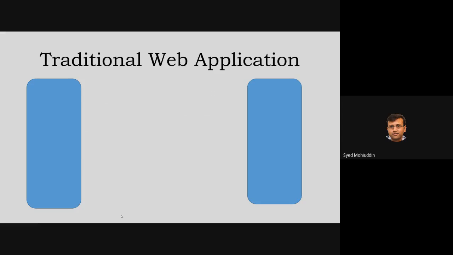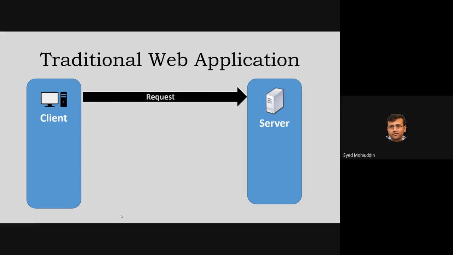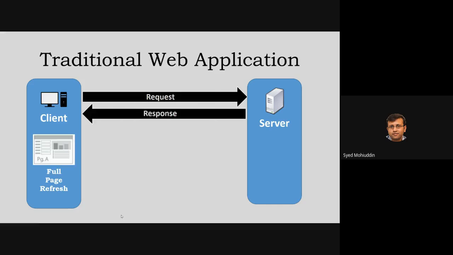Now let us try to see how a traditional web application works. On one side you have a client and on the other side you have a server. A client sends a request to the server. And remember, this is not the Ajax part. This is how a traditional web application works. When the client sends a request, the server responds back with the full page, a full HTML page.